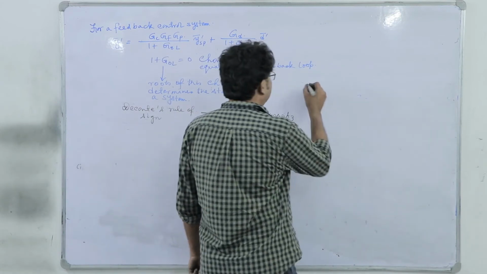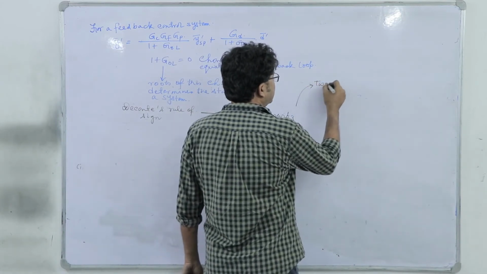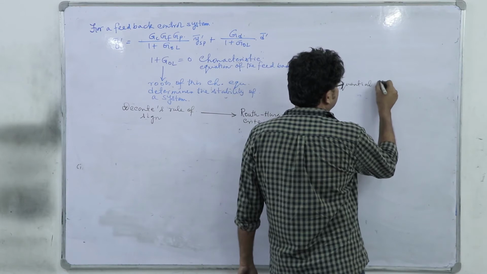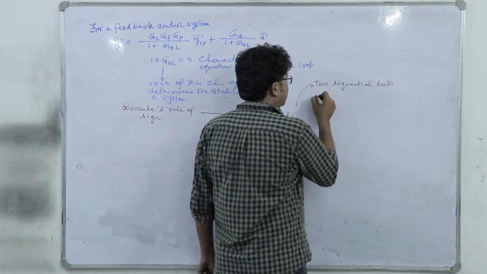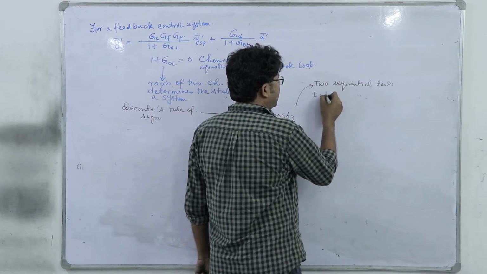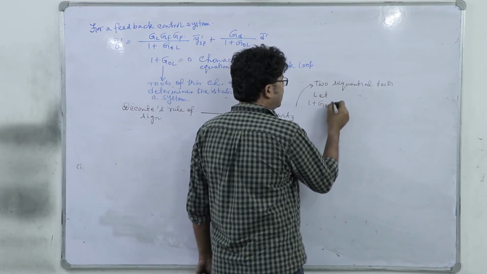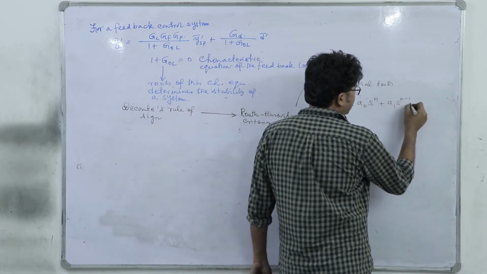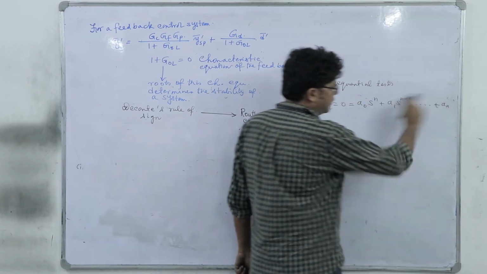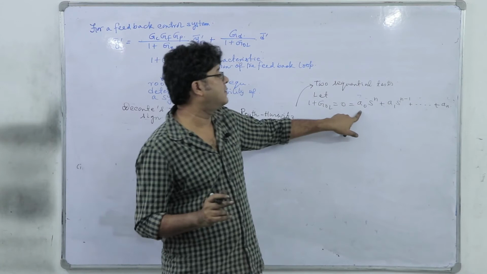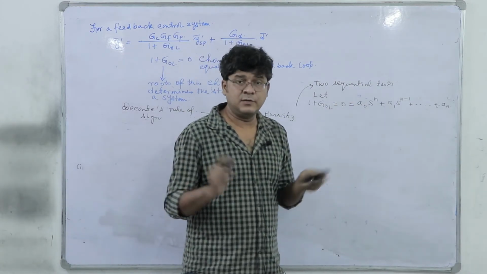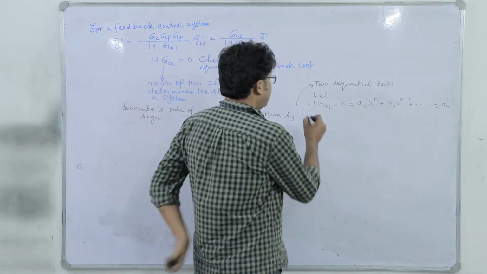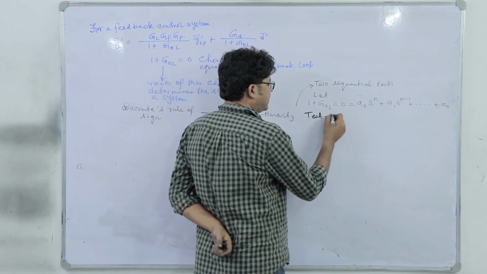So, the Routh-Hurwitz criteria comprises two sequential tests. What is that? Let 1 plus GOL equal to 0 be written as A naught s to the power n plus A1 s to the power n minus 1 and so on, finally An. You should write it in this specific format, it should not be confused with An s to the power n, otherwise you will get wrong results. So, you write this in this form. So, first it is test 1.